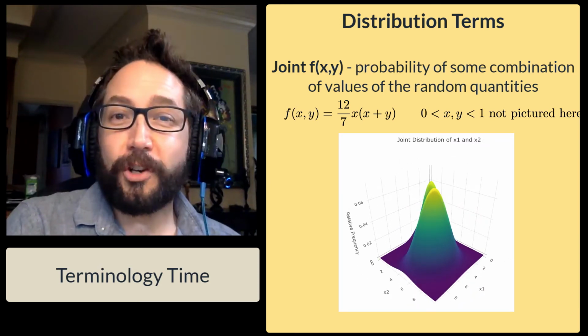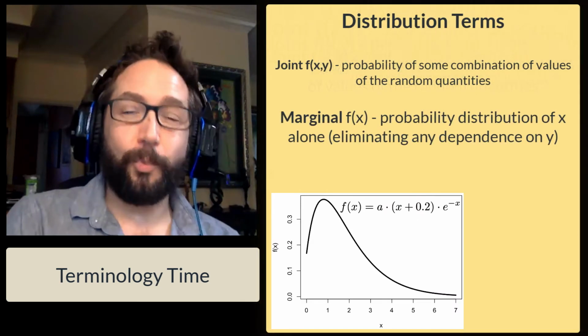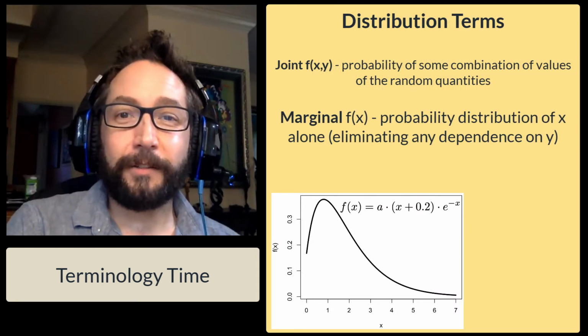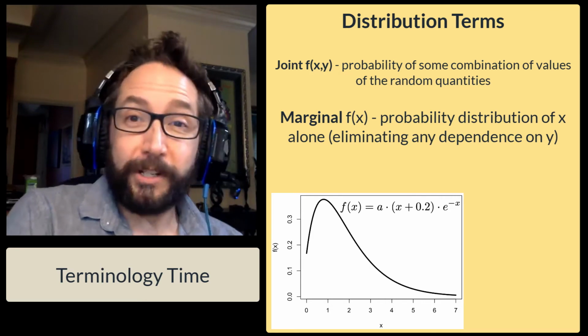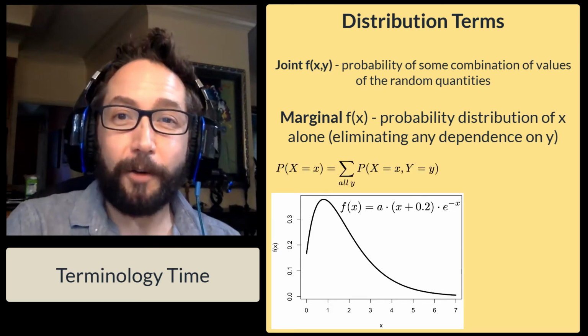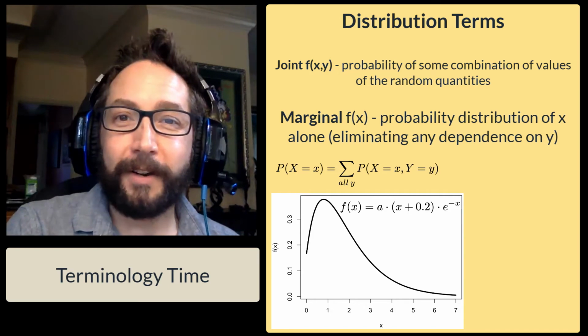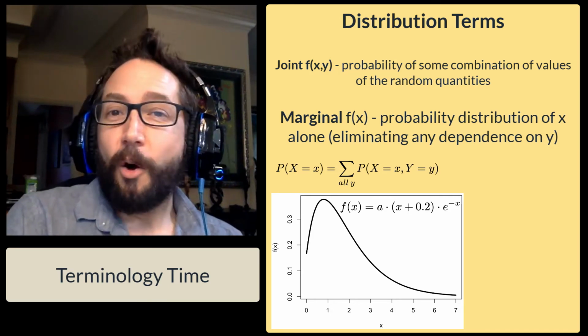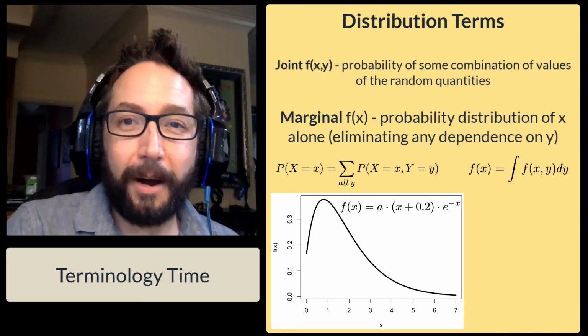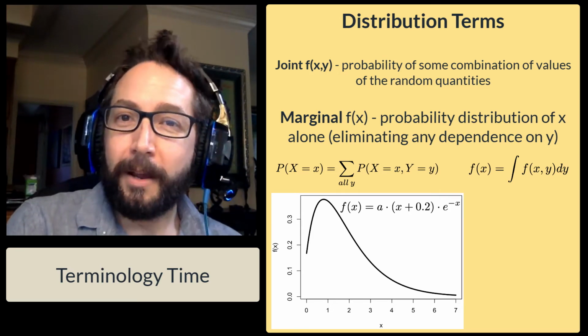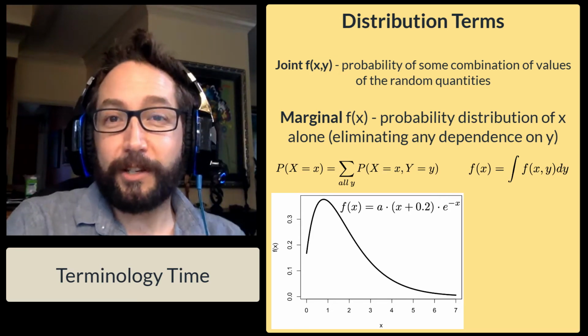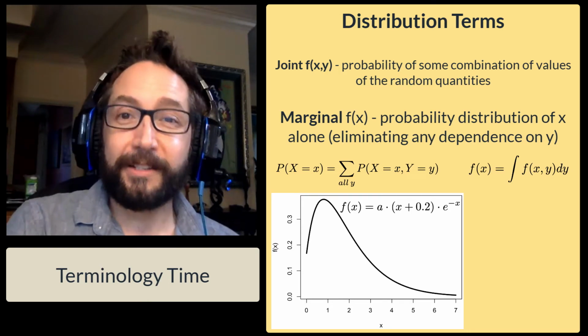If we're interested in just one of those variables, like x1 or just x2 all by itself, well, we can get the marginal distribution from the joint distribution, actually just by summing over all of the values of the random variables that don't interest us, or by integrating over all the possible values of those variables that don't interest us as well. But the marginal distribution is just the distribution of one of the variables all by itself.